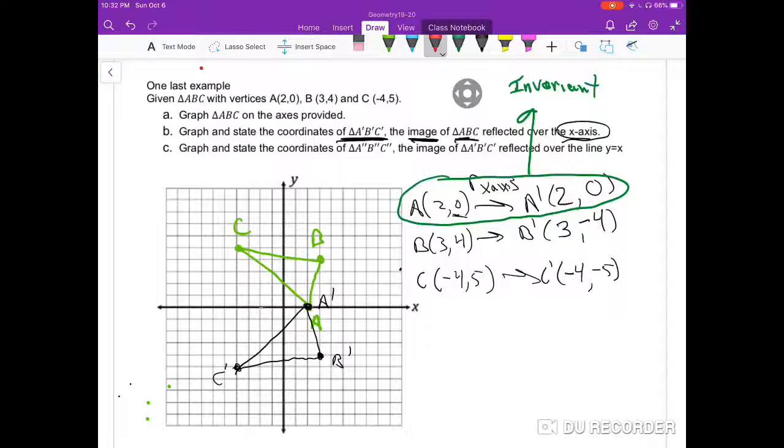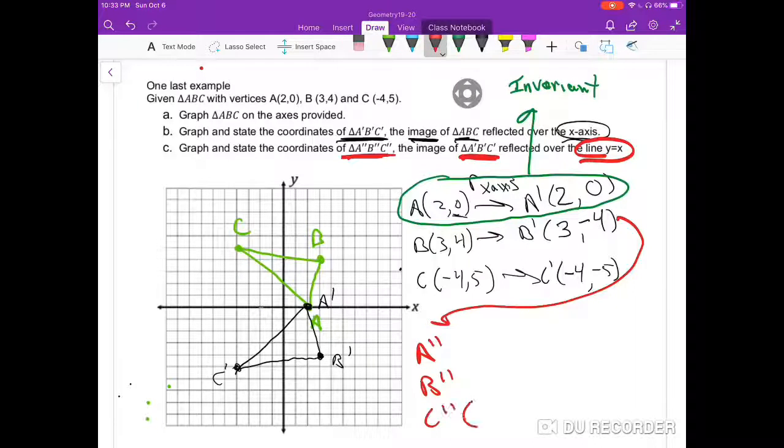All right, and then the last thing we're going to do is part C here. That says graph and state the coordinates of A double prime, B double prime, C double prime, which is the image of A prime, B prime, C prime, after reflection over the line y equals x. So I'm going to take these 3 coordinates, I'm going to write them down here. It's A double prime, B double prime, C double prime. And if I remember my reflection rule for the line y equals x, I just flip the order.